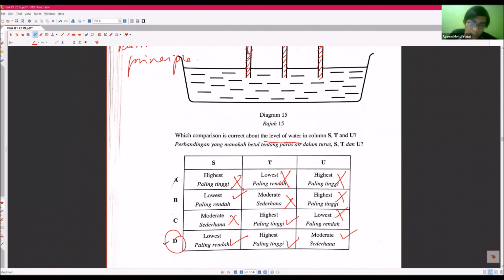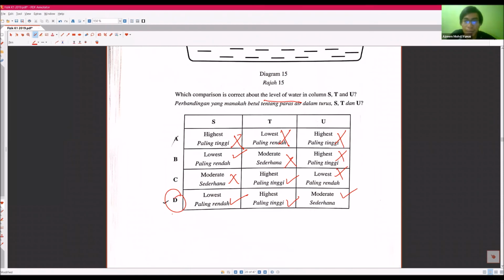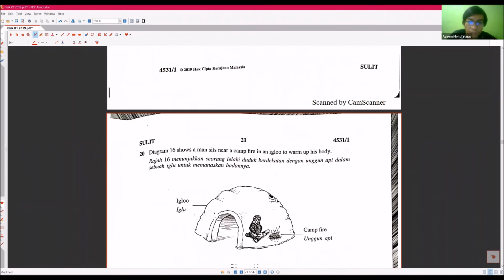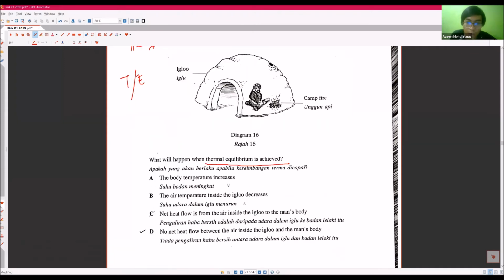Number 20. Diagram 16 shows a man sitting near a campfire in an igloo to warm up his body. So this is heat, thermal equilibrium. What will happen when thermal equilibrium is achieved? This is a very popular question for thermal equilibrium. The body temperature increases. We don't know about that. Body temperature usually stays constant for humans, so it will not increase. If your body temperature increases, that means you have a fever or something.